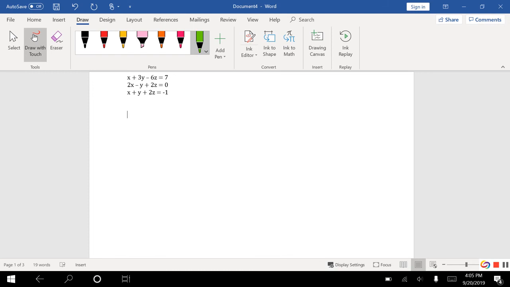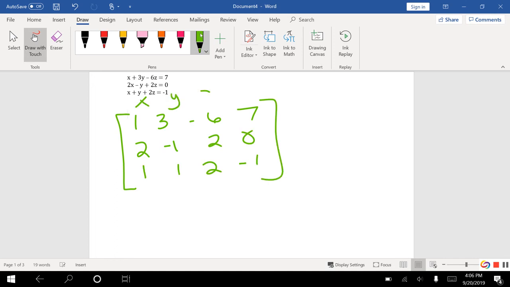So the first thing I'm going to do is rewrite this in matrix form. So I have 1, 3, negative 6, 7, 2, negative 1, 2, 0, 1, 1, 2, negative 1. And so x, y, z, and your answer over here. And a lot of times they'll put a line there to show that's where the answers go.